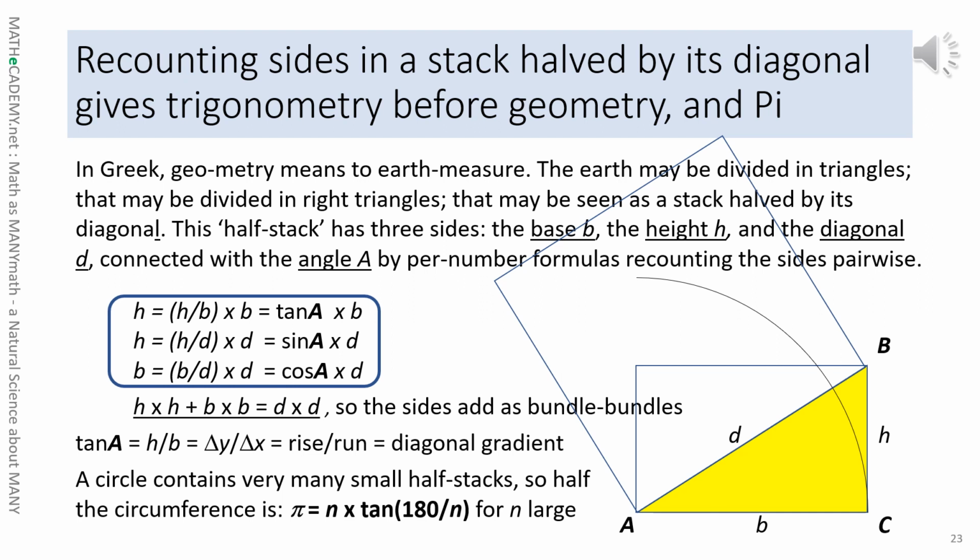H times H plus B times B equals D times D, so the sides add as bundle squares. Tangent A equals H over B equals dy over dx equals rise over run equals the diagonal gradient. A circle contains very many small half stacks, so half the circumference, called pi, is n times tangent of 180 over n, for n large.